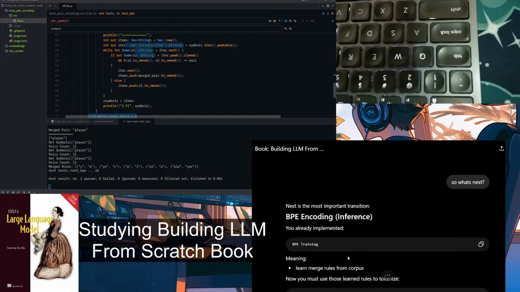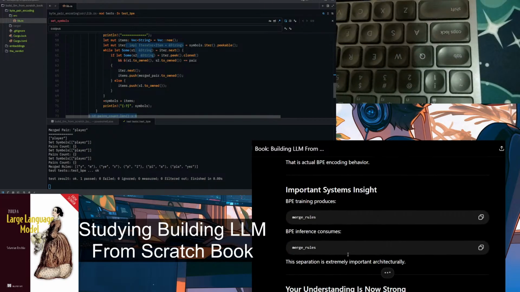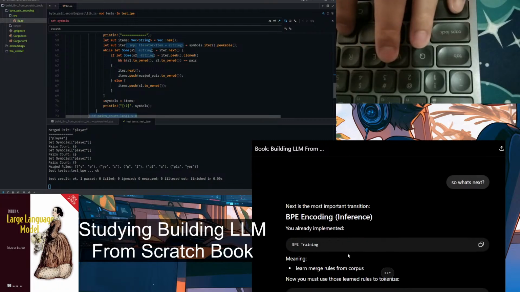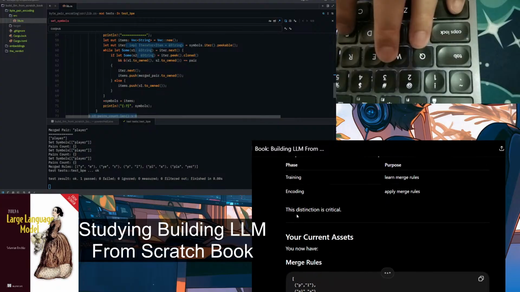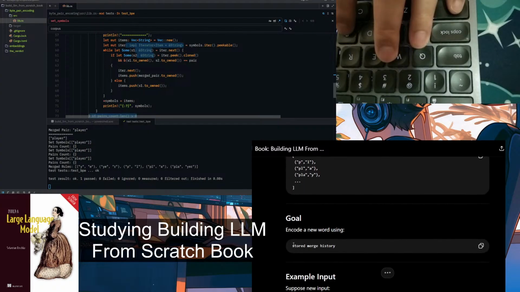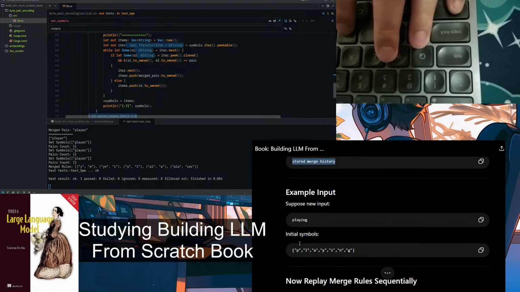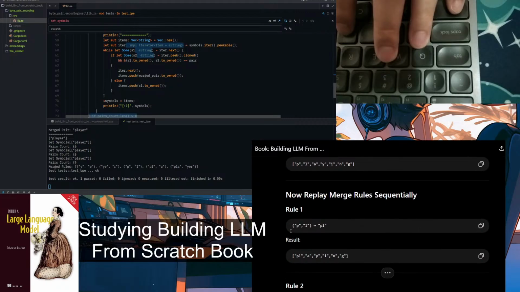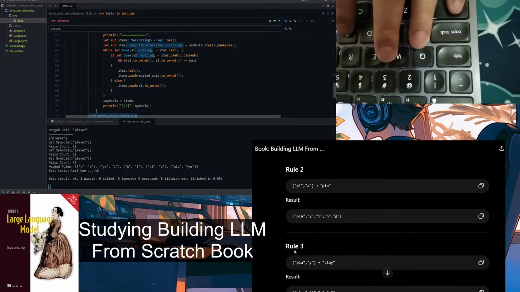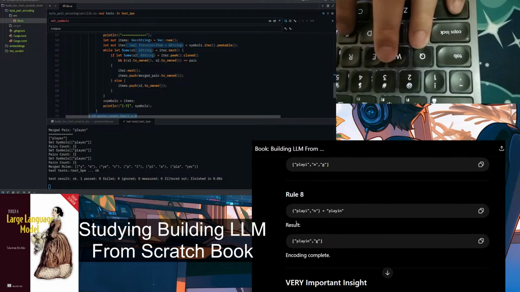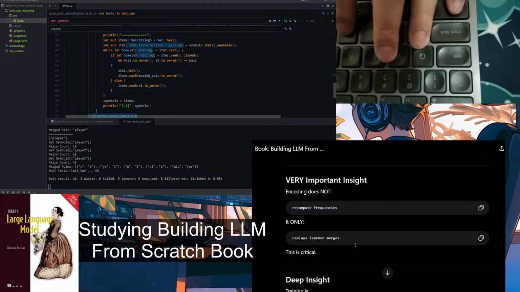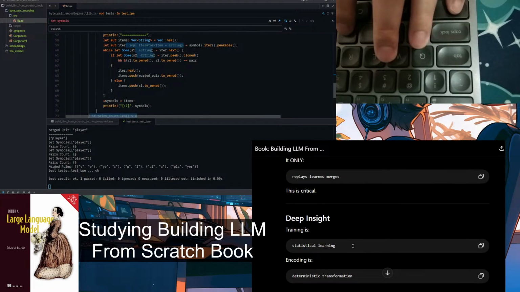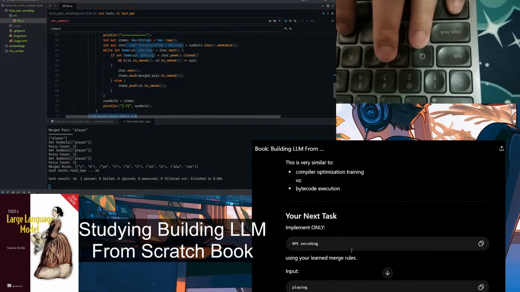I actually didn't understand the token ID part. BPE encoding inference, meaning new input text. So you now have stored merge history, sample input playing. Now replay merge rules. Replay learned merges from deep inside training and statistical learning. Okay, so this is more about producing the words.